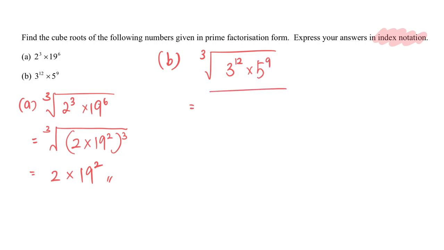Part B is simply the cube root of 3 power 12 times 5 power 9. I can break 3 power 12 down into 3 groups of 4, and 5 power 9 I can easily break down into 3 groups of 3. And therefore, the answer will be 3 power 4 times 5 power 3 in index form, index notation.